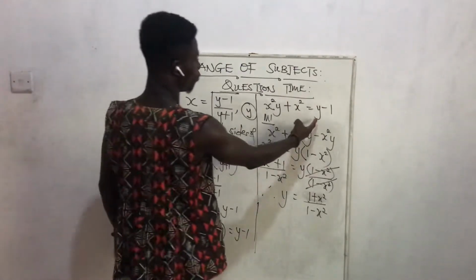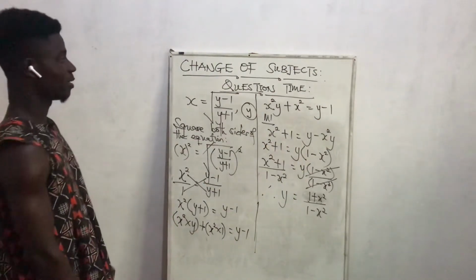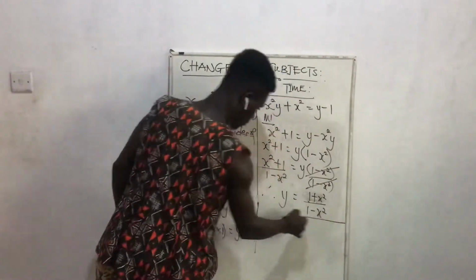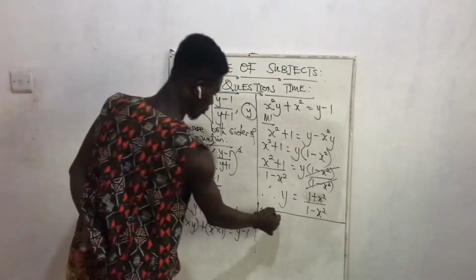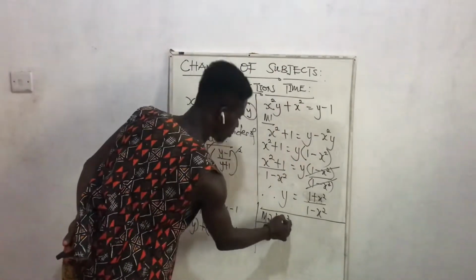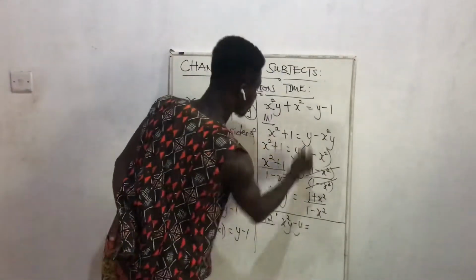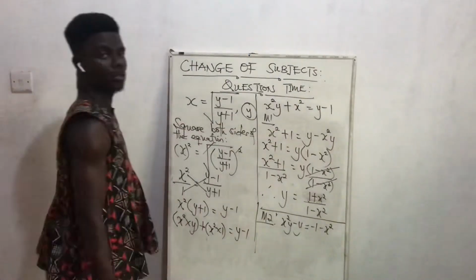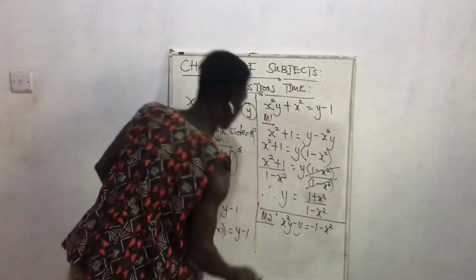Now, I'll bring this positive y to the left hand side, right? Then I'll send this x squared to the right hand side. So now, that's method 2. Send this one so I get x squared y, then minus y, right? Equals minus 1, then minus x squared. Alright, so now let's see.